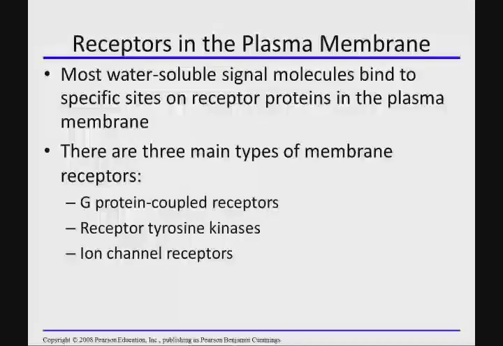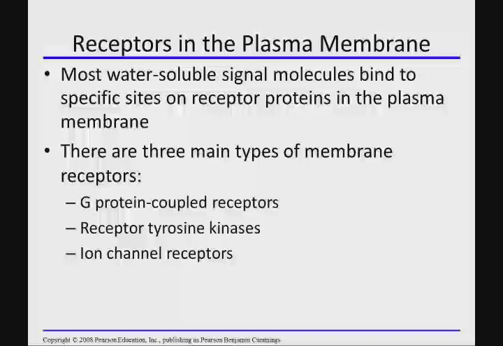So most water-soluble signal molecules bind to specific receptors on the plasma membrane. Right? Remember, cells live in an aqueous environment. The cytoplasm is an aqueous environment. But that plasma membrane is our very robust chemical barrier. So we want to keep things outside the cell. How do we detect what's out there and get that information that it's out there into the cell? We're going to look at these receptors.